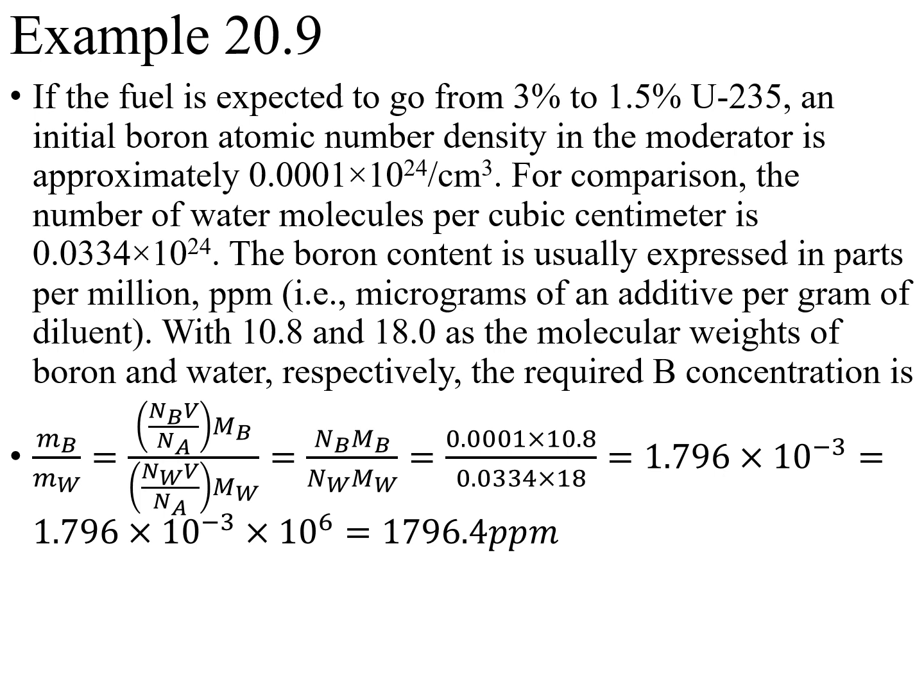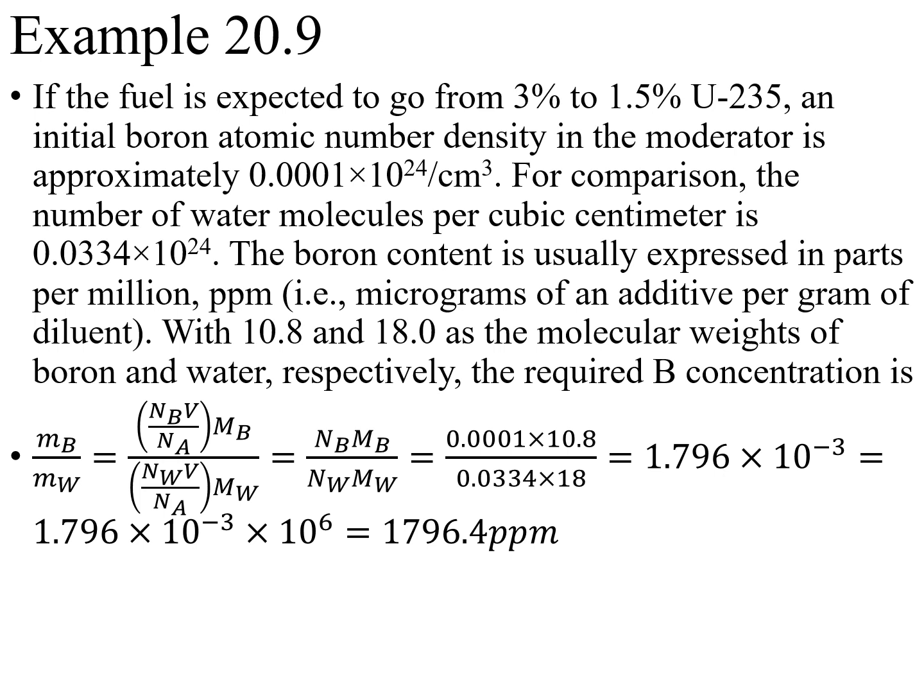Then the boron content is usually expressed in parts per million, ppm, for example, micrograms of an additive per gram of diluent. With 10.8 and 18 as the molecular weight of boron and water respectively, we'd like to calculate the boron concentration. So the boron concentration is defined as the weight of boron over the weight of water.